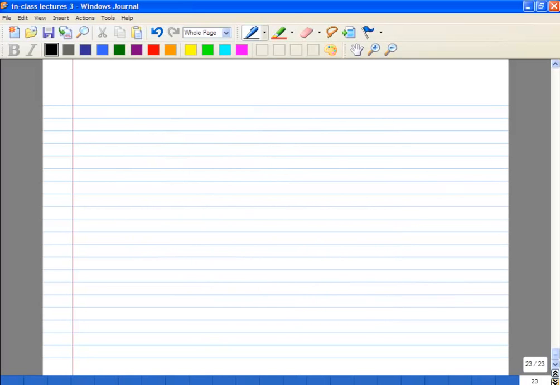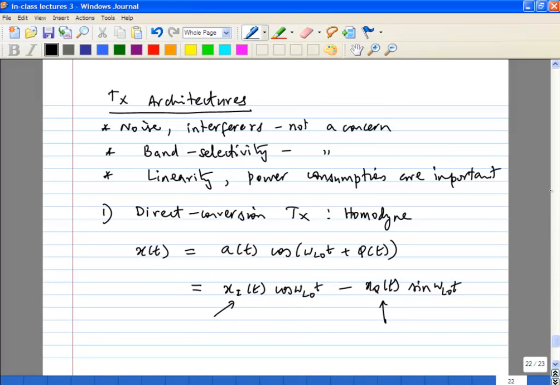Okay. So what you want to do is you actually want to generate this. This xi of t cos omega lo t minus xq of t sin omega lo t is what you want to generate out of the Tx, because that is the band pass signal coming out of the Tx. Okay.